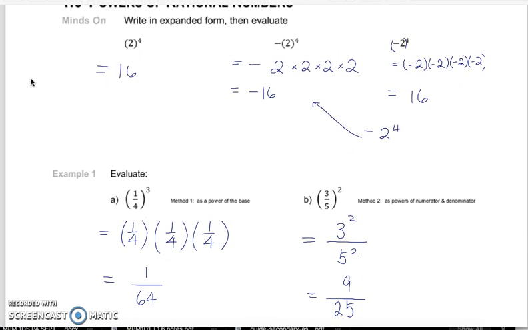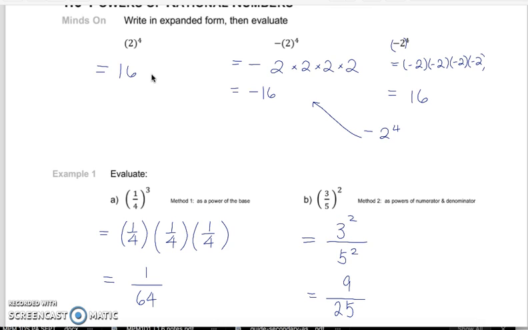Write an expanded form and then evaluate. You have 2 to the power of 4, negative 2 to the power of 4, or negative 2 to the power of 4 with no brackets. What's the difference? When you look at 2 to the power of 4, you are multiplying 2 by 2 by 2 by 2. Since these are all positive numbers, you will end up with a positive answer, 16.